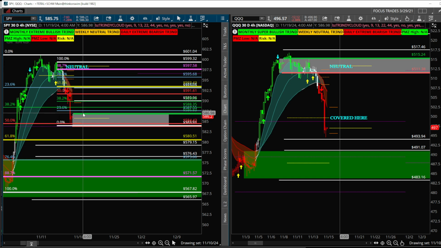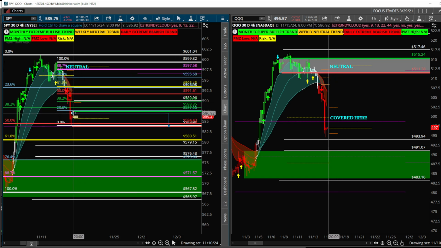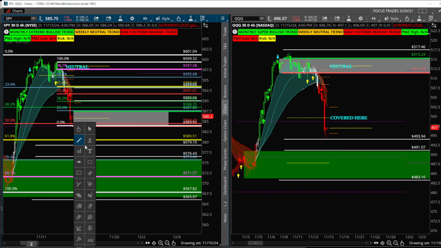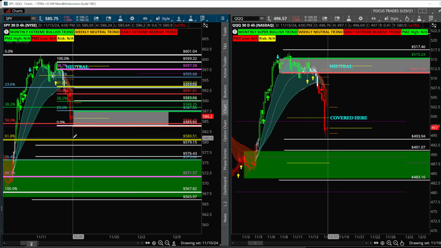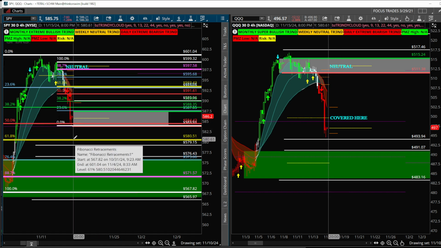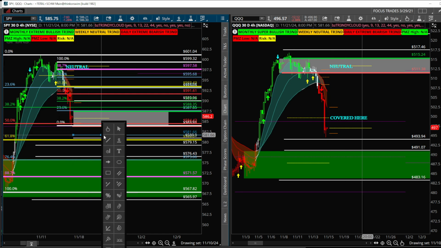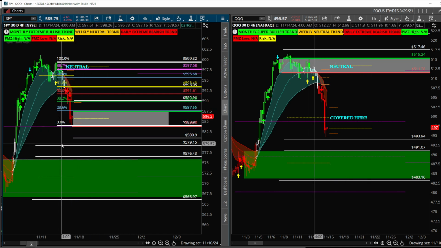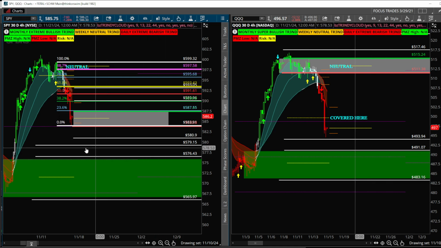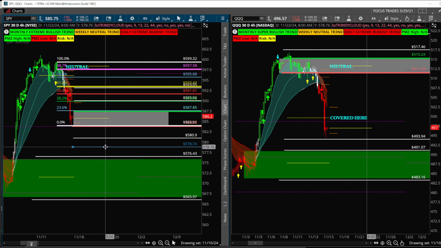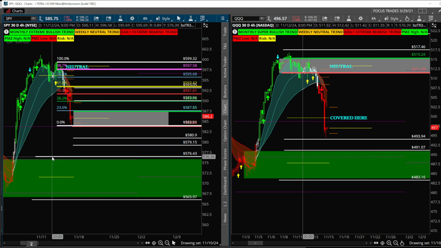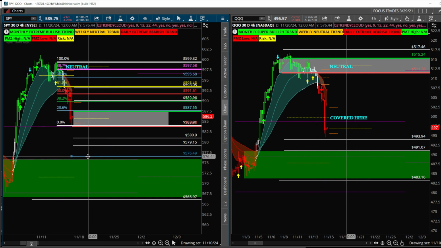I'm going to take the green and move it up to this 23.6, just like that. I'm going to create more targets to the downside. I'm going to use that 618. I'm going to come just above it. And then we are going to keep the levels, 579.15. I'm just going to straighten them out here. And then we're going to keep this one, 576.43.